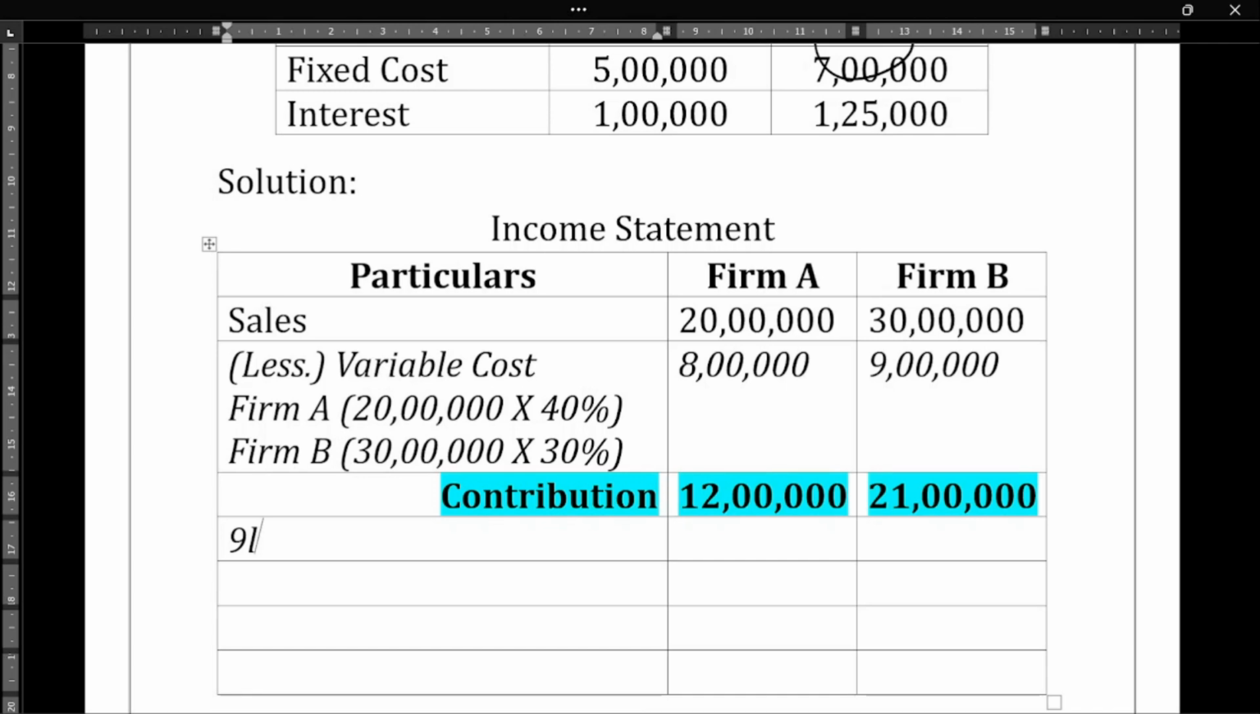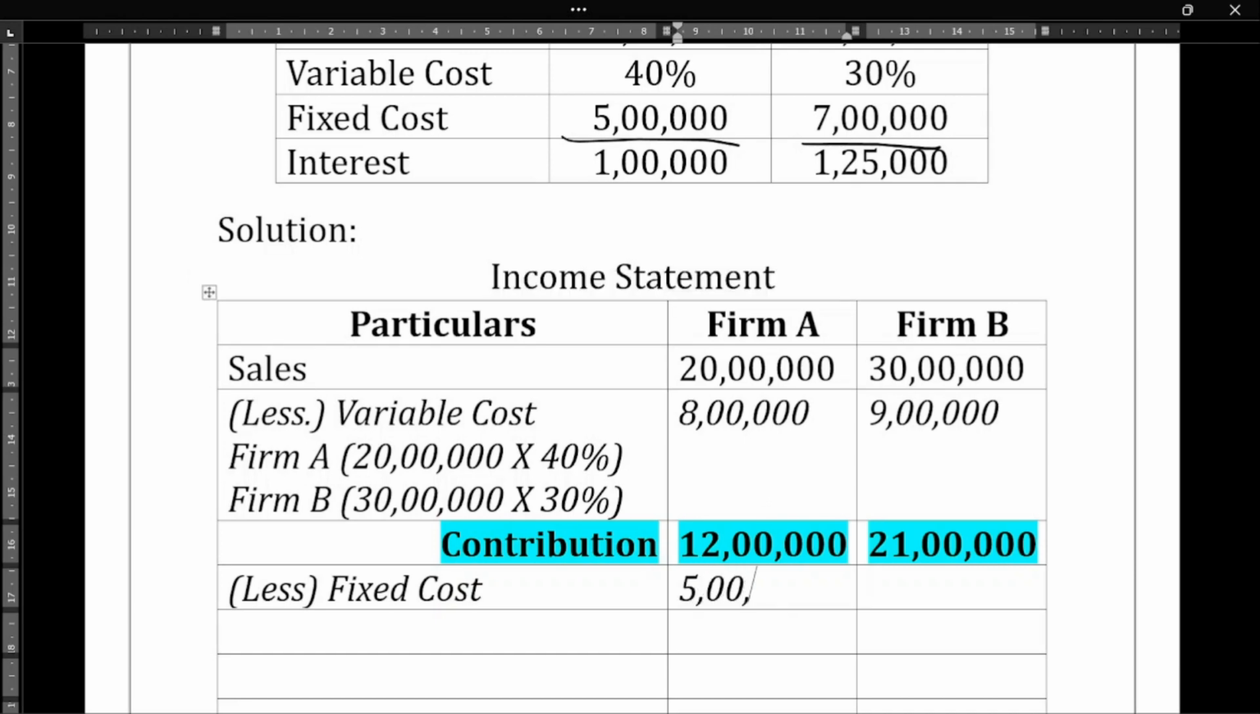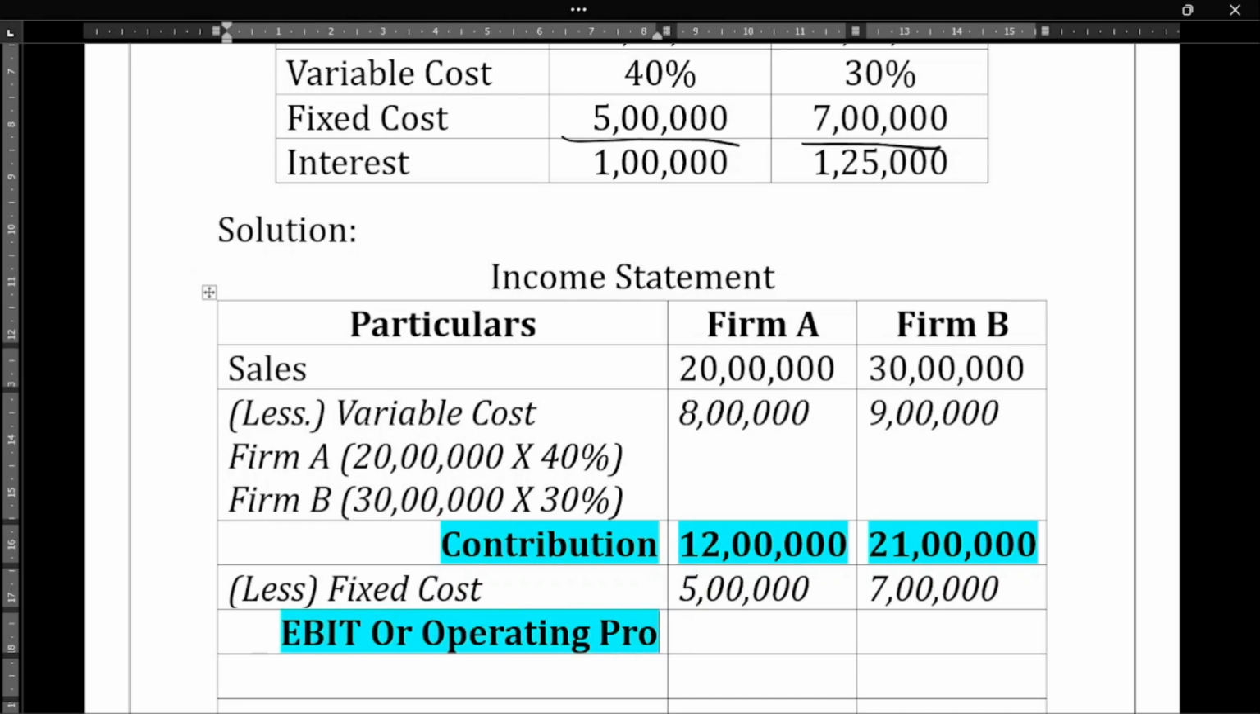Now from that we need to deduct fixed cost. How much have they given as fixed cost? For firm A it is 5 lakh and for firm B it is 7 lakh. So 5 lakh and here it is 7 lakh. We will get EBIT, or operating profit.